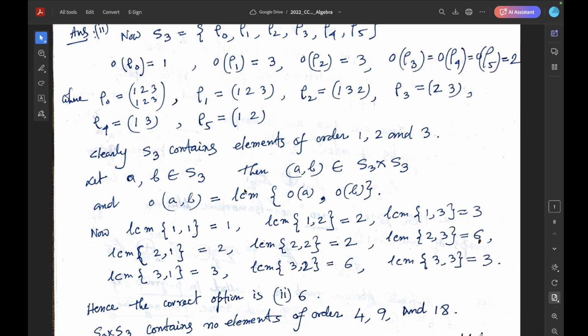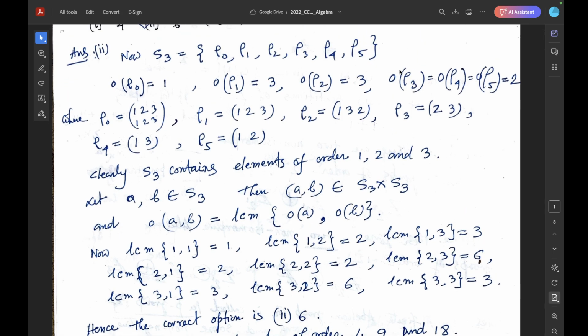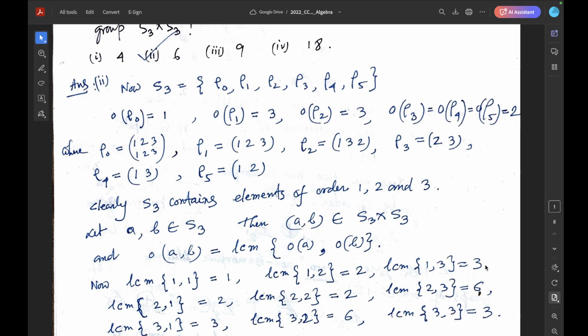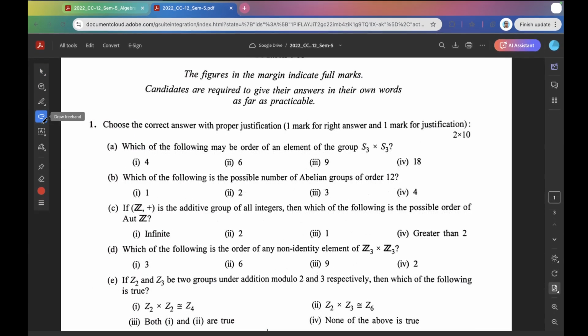Let A, B belong to S3, then the ordered pair (A, B) belongs to S3 cross S3, and the order of the pair (A, B) equals the LCM of the order of A and the order of B. Now the LCM of 1 and 1, the LCM of 1 and 2, and so on, the highest is the LCM of 3 and 2, which is 6. That is, A equals rho 3 and B equals rho 2 gives order 6. The options are 1, 2, 3 and 6, but here the only possible option is 6, so the correct option is 2.